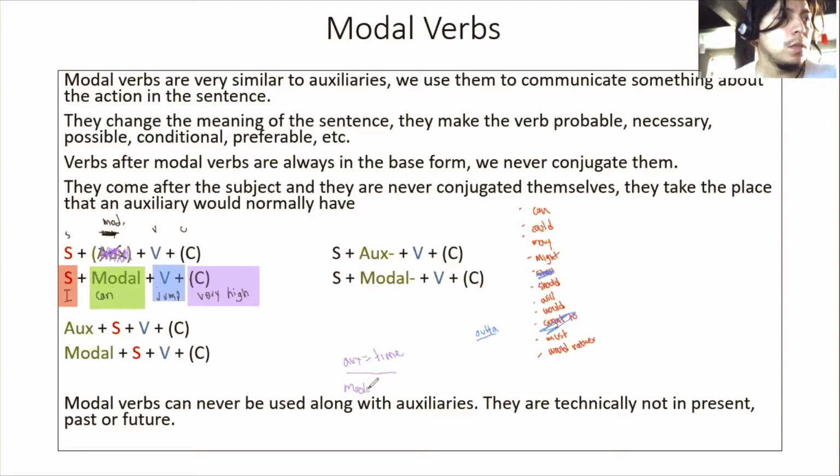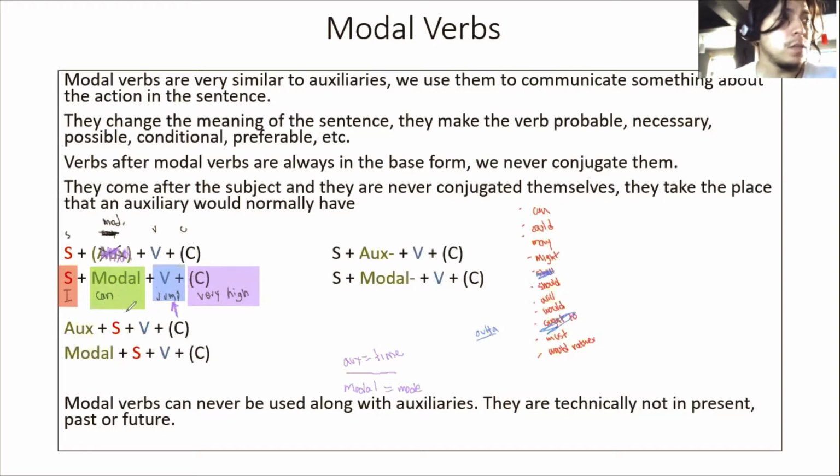And what is the point of the modal verb? The modal verb is telling you the mode or the way. It's telling you something about the verb. It's telling you if the verb is possible, if the verb is necessary, if the verb is conditioned, if the verb is preferable, if the verb is a deduction. So we have many different ways to use modal verbs, and they mean different things.